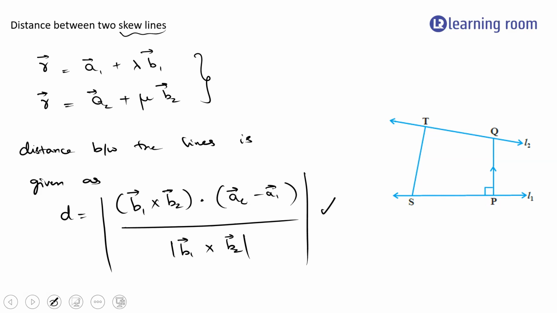Tell me. Sir, but in the textbook it's given as A2 vector cross A1 vector. That is what I was thinking. There is a mistake. It is A2 vector minus A1 vector. So this is the actual formula.